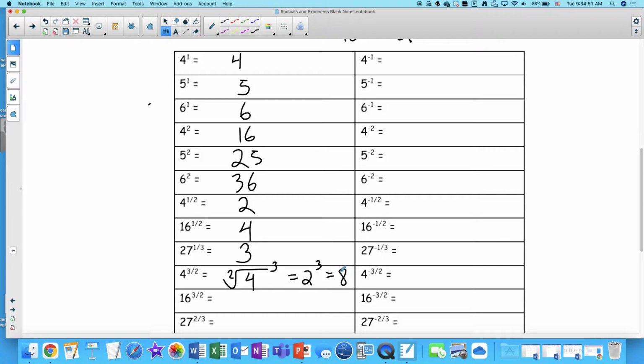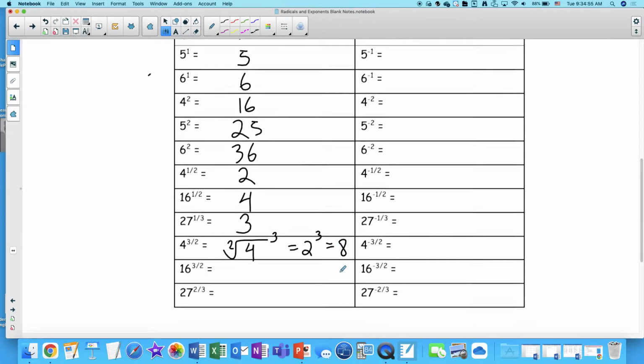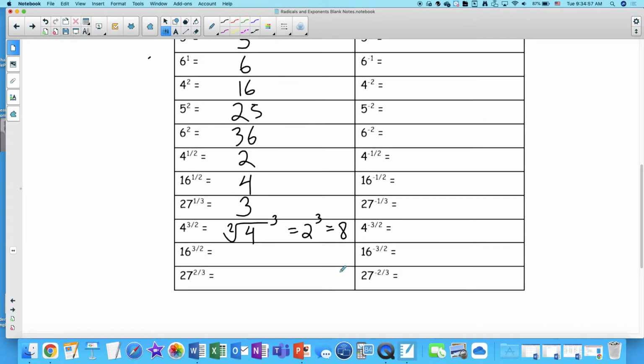Okay, what about 16 to the 3 over 2? Good. It's 64, yeah. Because here we're doing the same thing as a radical. Radicand is 16, the index is 2, and this is cubed. So the square root of 16 is 4, but then we have to cube it, and that's 64.